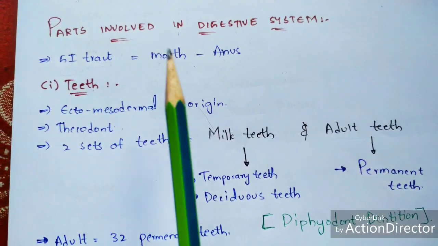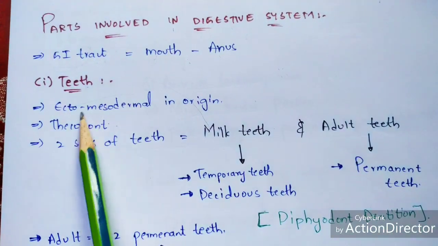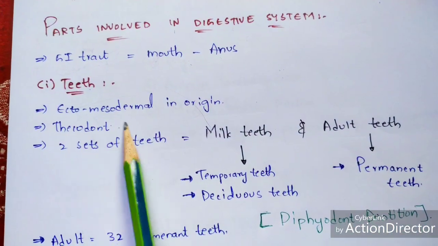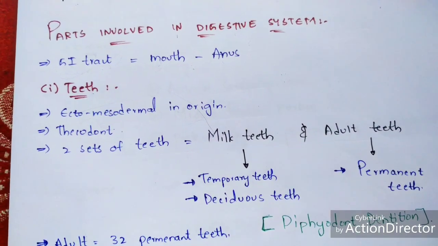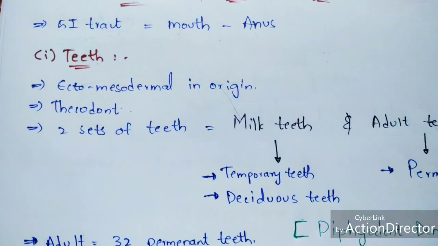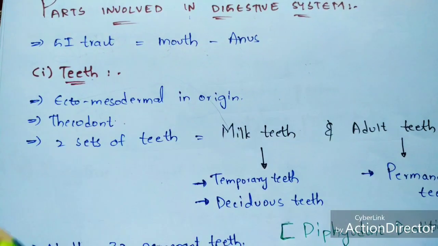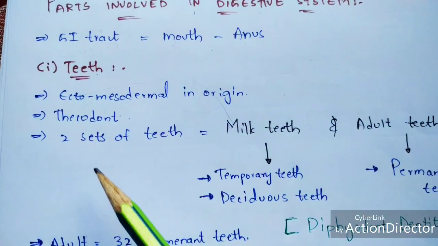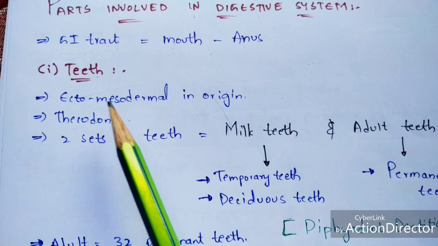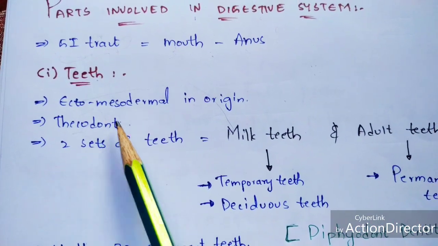Let us see now. First one is teeth, and these teeth are ectomesodermal in origin, and they are thecodont. Why have I said thecodont? Because the teeth of human beings are embedded in the sockets, and they are present in the jawbones. Hence that phenomenon is said to be thecodont. So we can say that the teeth are thecodont.